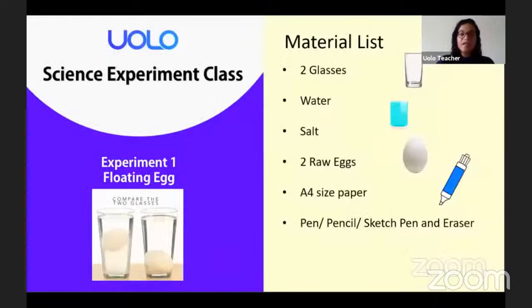The experiment's name is floating egg. Now you'll ask me, ma'am, how can an egg float? It is so heavy. That's all we are going to see. It's magic. So let's go through the material list first. We need 2 glasses, water, salt, 2 raw eggs, that is the normal egg, an A4 size paper, pen, pencil, sketch pen, and eraser.